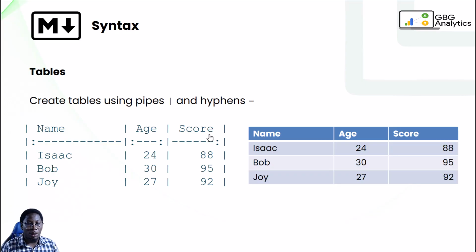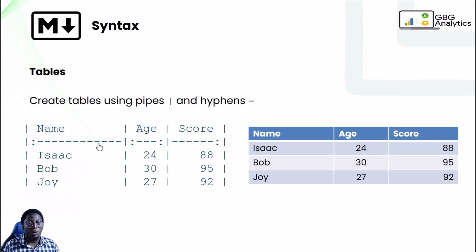And for the separator row, we must have at least 3 hyphens under each header, also wrapped with pipes. For example, for the separator row, you can have at least 3 hyphens. Here, under the name, I can put 3 hyphens instead of having many hyphens. Once Markdown sees at least 3 hyphens, it will treat that place as the separator row.